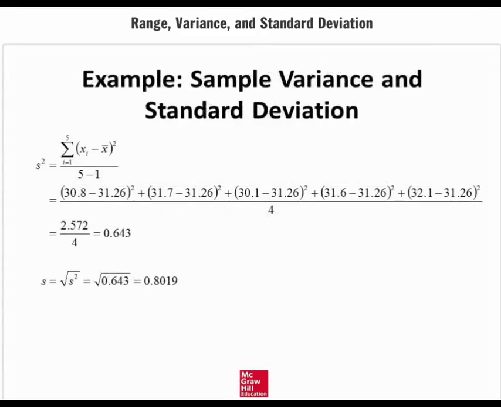The screen shows the calculation of the sample variance and sample standard deviation for the gas mileages for the first 5 cars from the textbook. First, we calculate the sample mean of 31.26. Next, we take each of the 5 observations and subtract 31.26 from it. Each of those values is then squared, and we sum them to get a total of 2.572. Dividing by the sample size of 5 minus 1, or 4, gives us a sample variance of 0.643. Taking the square root of 0.643 gives us a sample standard deviation of 0.8019.